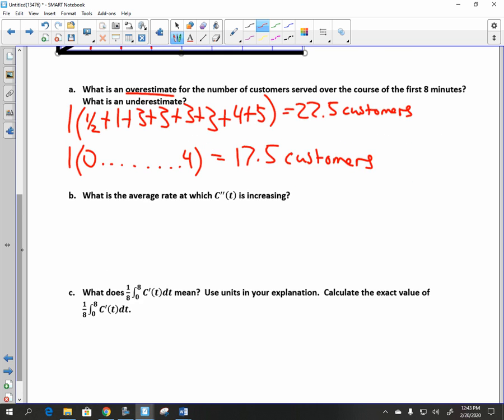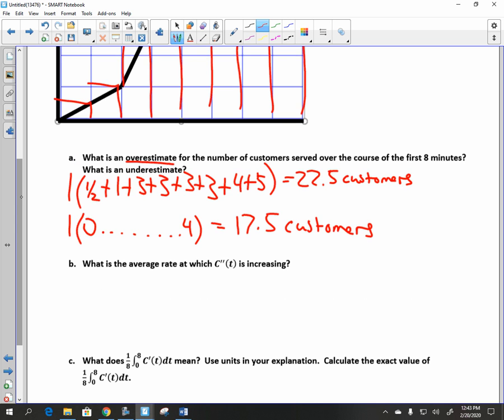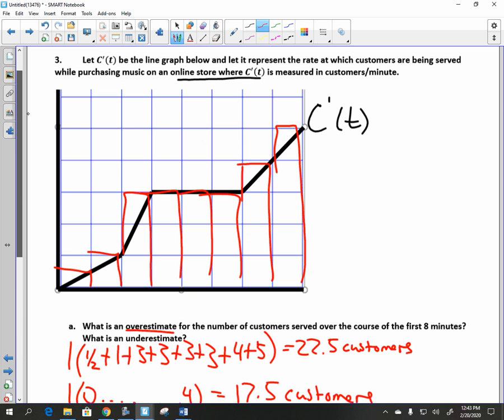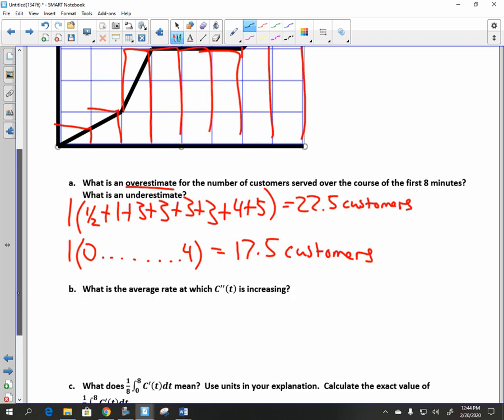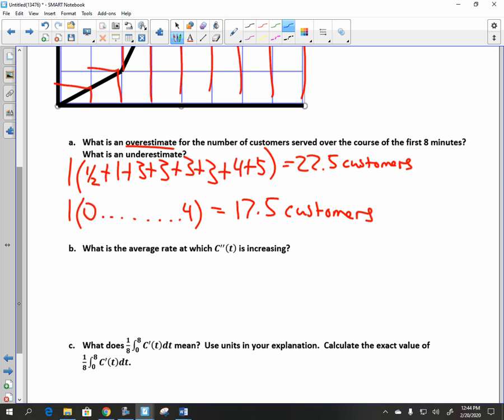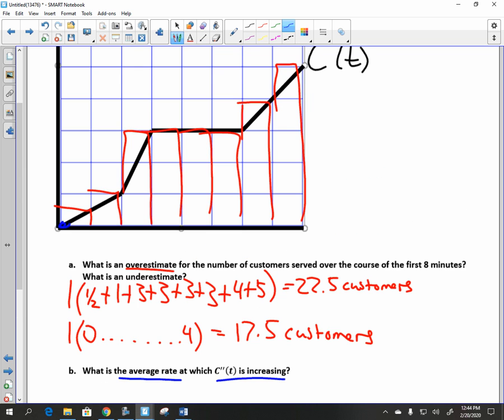It says, what is the average rate at which C prime of t is increasing? This is C prime of t. So it's not asking for the average value of this. It's asking for the average rate of change. How do we compute average rate of change? Slope. Exactly. I can't find an instantaneous average rate of change. I have to do it with slope. So we're wondering about this guy from here to right here over that entire interval.